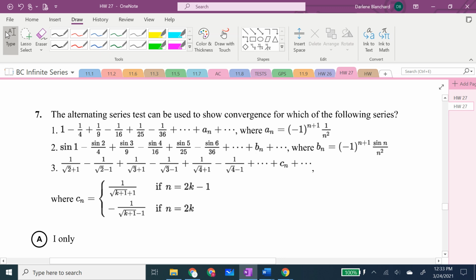Okay, let's get going. This says specifically the alternating series test can be used to show convergence for which of the following series. We're going to focus on the formulas. For this one, you don't have to use alternating series test to determine convergence, but you can use alternating series test to show convergence. You're good to go. For the next one, it's got sine in it. Danger, danger.